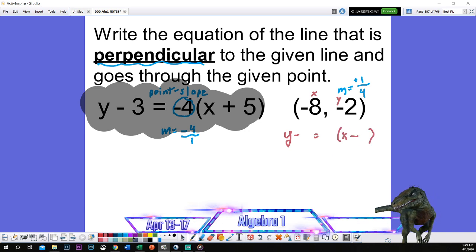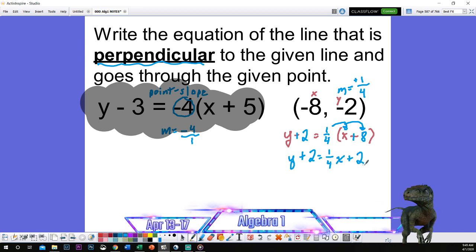Alright, for real this time. I'm not going to mess with you anymore. So, m goes in the middle. X is here. X goes with x. Y goes with y. Alright, now we feel better about this. Let's distribute our 1/4. 1/4 of 8 is 2.